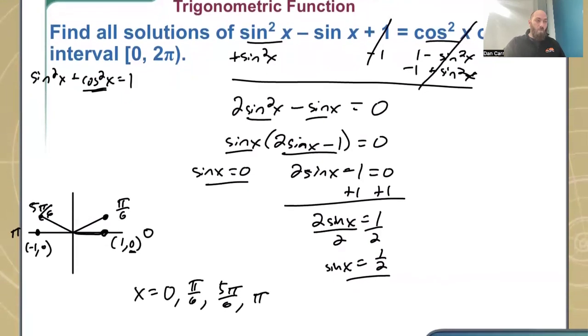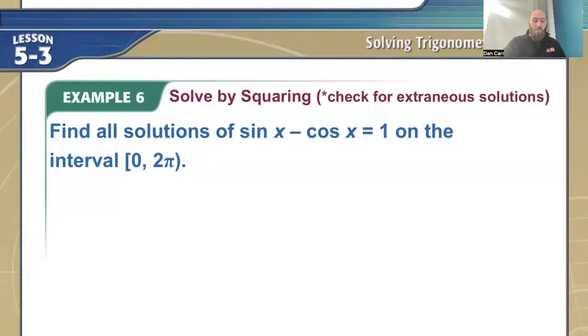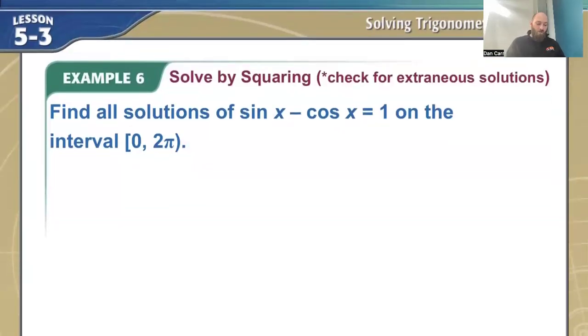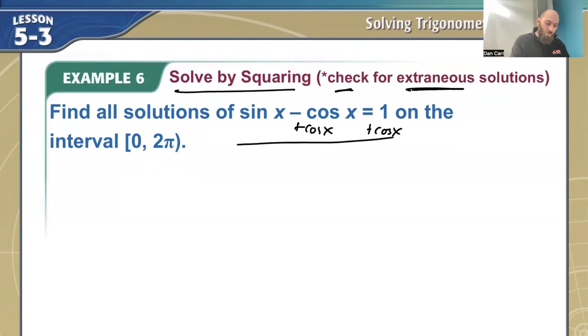Okay, so this one is going to be another little tricky one too because we're going to use our identities again. We're going to solve this one by squaring. We're also going to want to check for any kind of extraneous solutions. So we have to be careful when we work through these problems because sometimes we're going to get that. So for example, on this one, I'm going to start by adding cosine x to both sides. So it looks like this. The sine of x is equal to cosine of x plus 1.